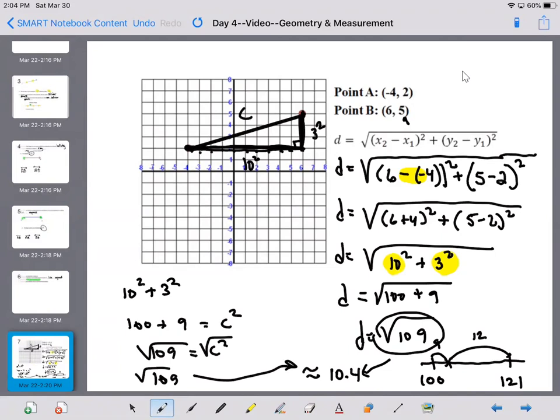So a very similar approach. If you do not have a coordinate plane like this, then your best bet is to use the distance formula. If you have the line on a coordinate plane like this, you can use the distance formula, or you can use the Pythagorean theorem to find this.